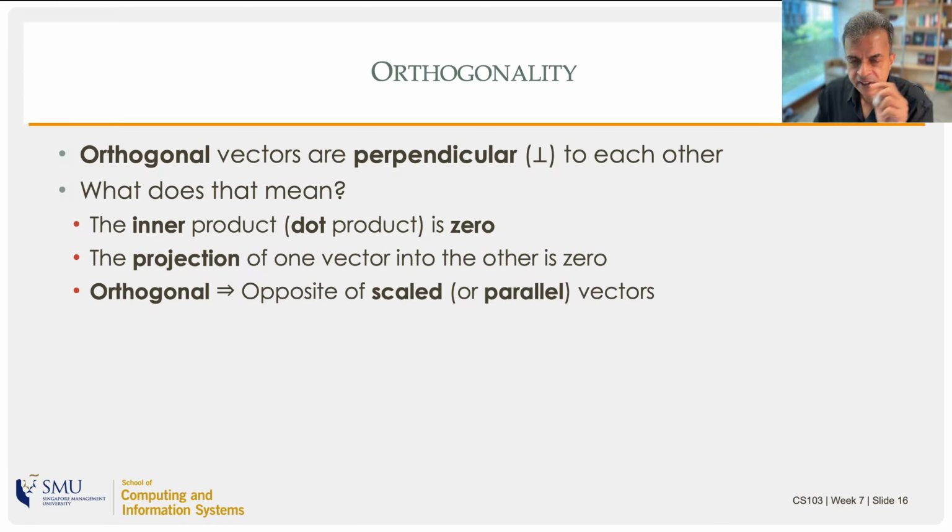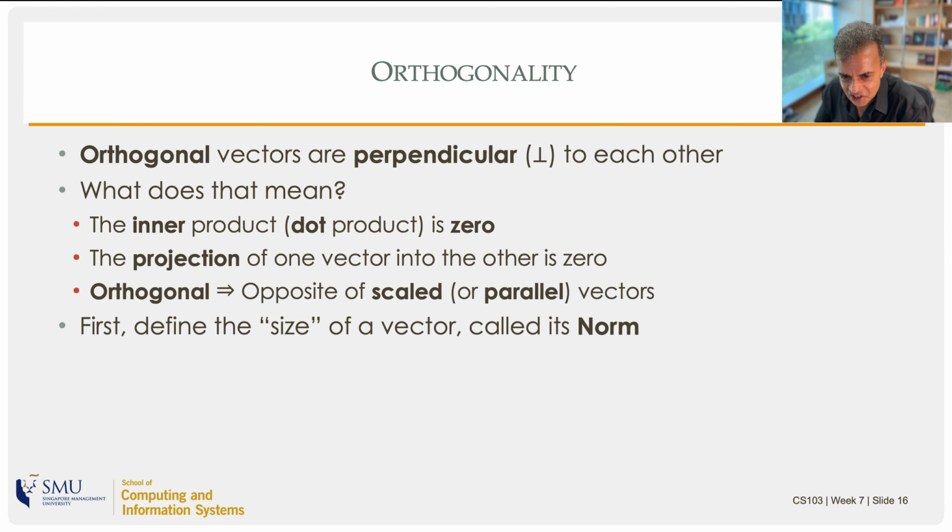It means that the inner product, the dot product, is 0. It also means that the projection of one of these two vectors onto the other vector is going to be 0. So orthogonal is kind of like the opposite of a scaled version. So scaling is like collinear in our case, or parallel. Orthogonal, being perpendicular, is the complement of that.